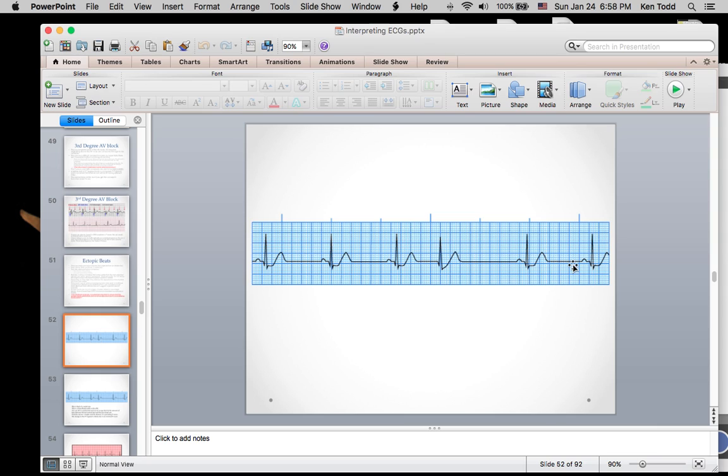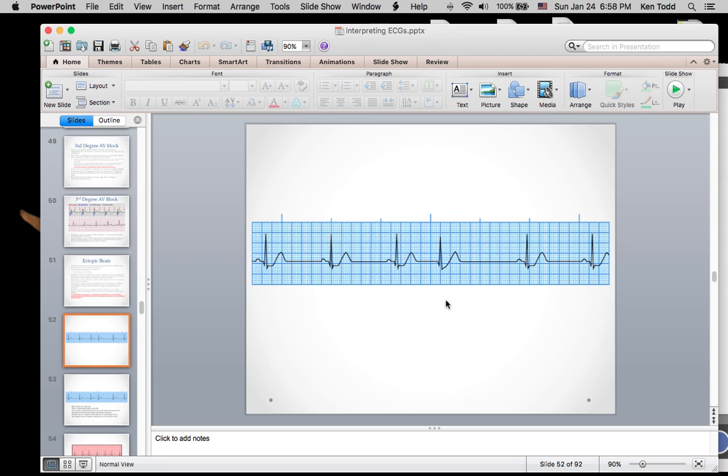So here, if I look at this one, you can see I have a pretty good rhythm. It looks pretty slow, actually, but that can be normal for some people. So I would say this is a sinus bradycardia. I have an upright P wave, normal QRS, one P wave for every QRS. All of this looks pretty good, even though it's kind of slow.